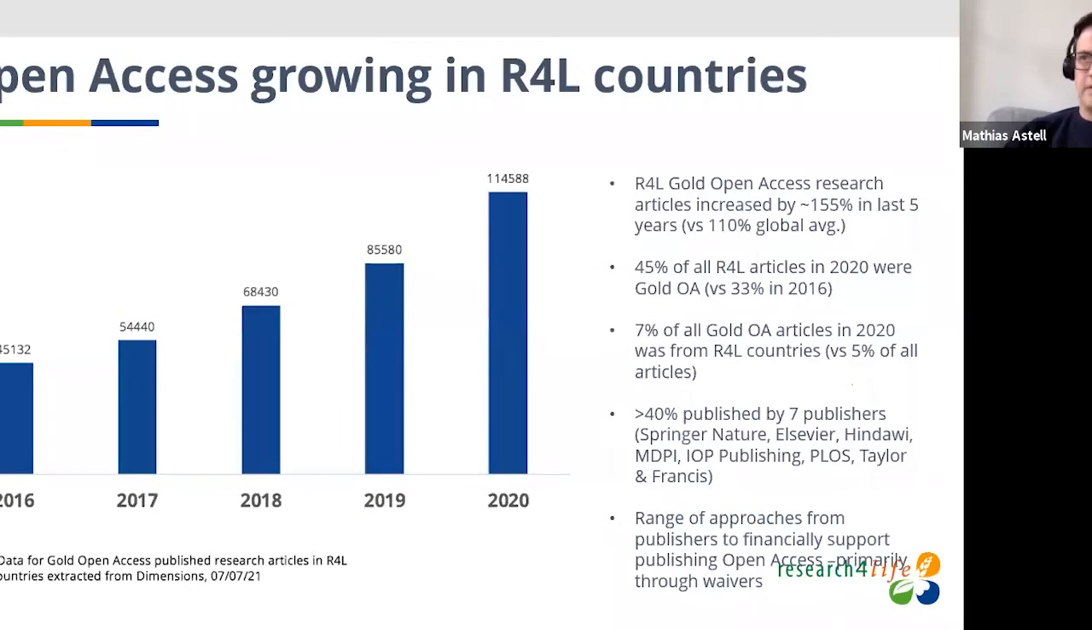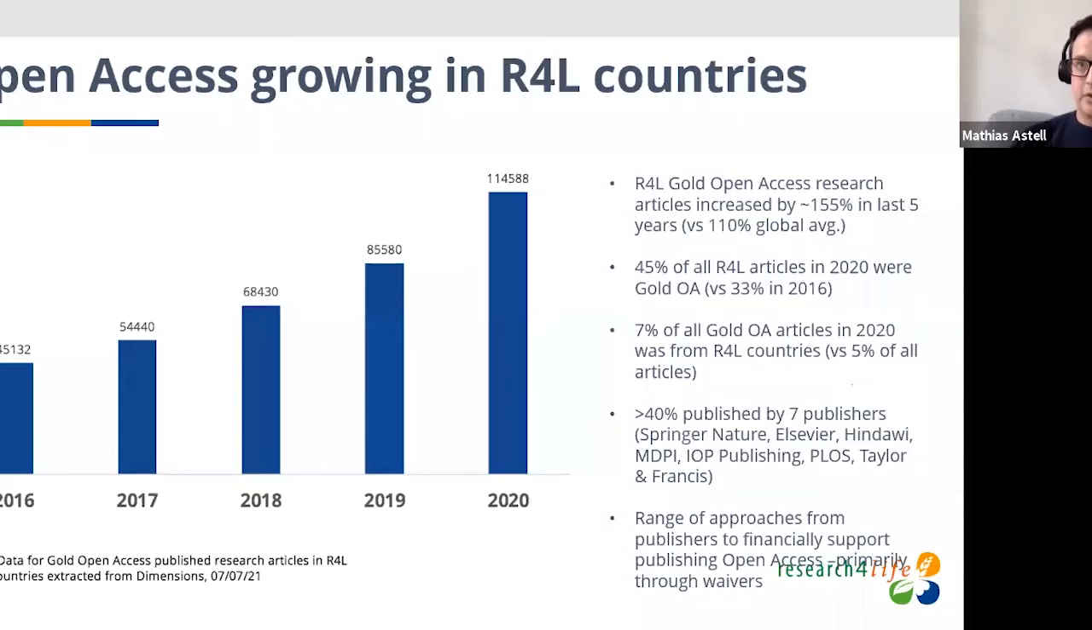As Andrea said, the needs of users and researchers is changing, and the requirement and the engagement with Open Access in the Research4Life countries has been growing pretty rapidly. Since 2016 to now, there's been an increase of over 150% in the amount of gold Open Access research articles published by Research4Life countries. And that's higher than the global average growth of gold Open Access research. And so in the countries that fall within the Research4Life community, there is a definite increased uptake of gold Open Access.